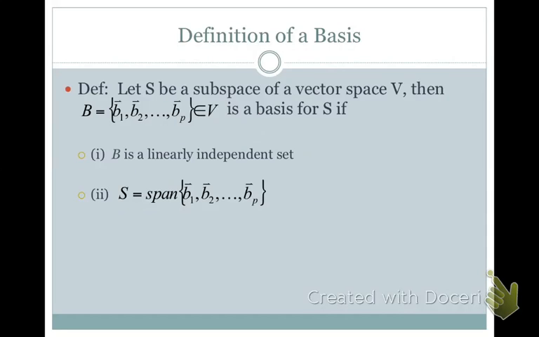So here's the formal definition for a basis. It says, let S be a subspace of a vector space V, then B is a basis for S if it has the following two properties. We already mentioned this one, that the set of vectors spans the subspace, and the second one is that the set is a linearly independent set.